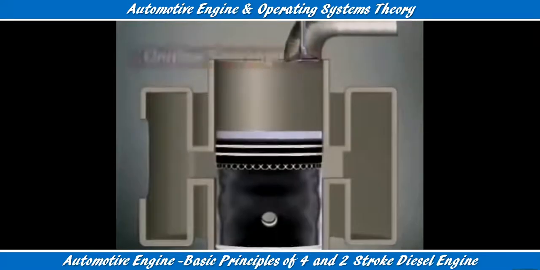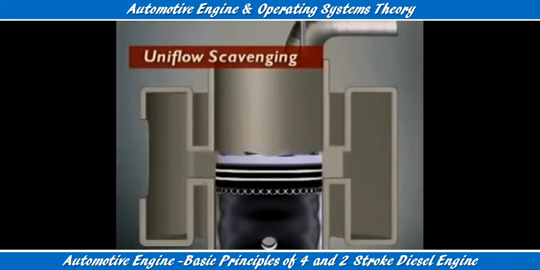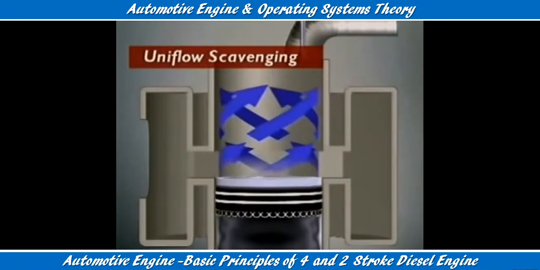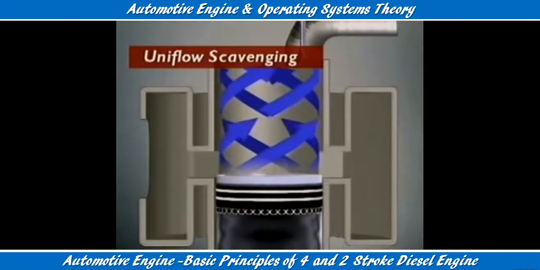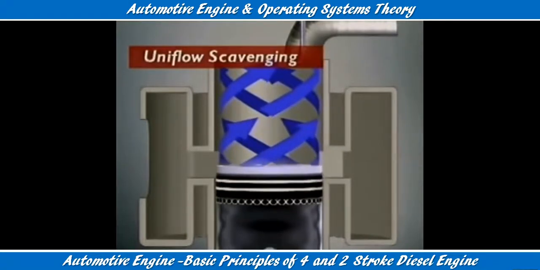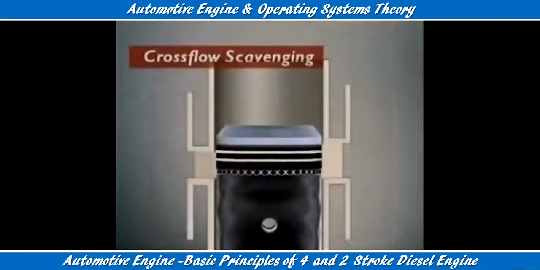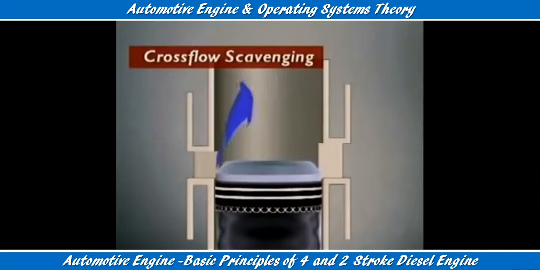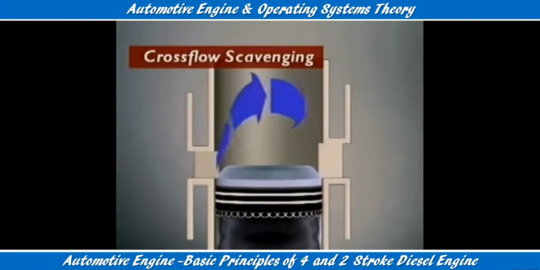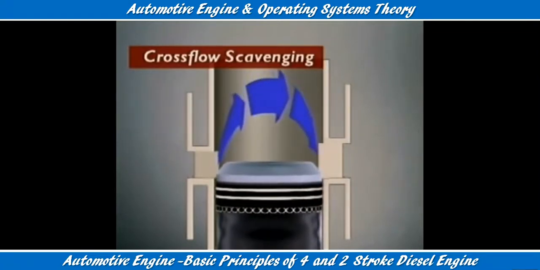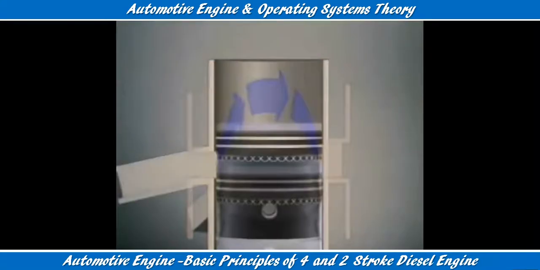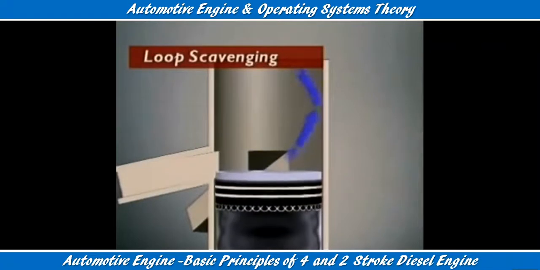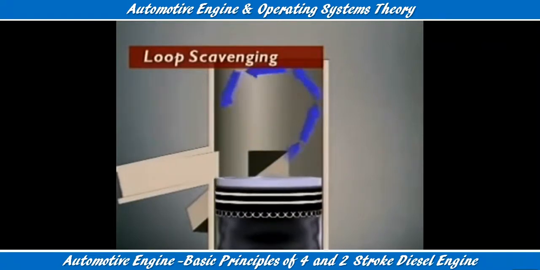How scavenging occurs depends on the design of the cylinder and ports. In this example, the air flows in one direction, towards the top of the cylinder. This is called Uniflow Scavenging. Crossflow Scavenging occurs when air enters on one side of the cylinder and exhaust gases exit on the other side. No valves are used and the airflow is across the cylinder. In loop scavenging, air enters across the top of the piston and flows up in a loop before moving in the direction of the exhaust port.